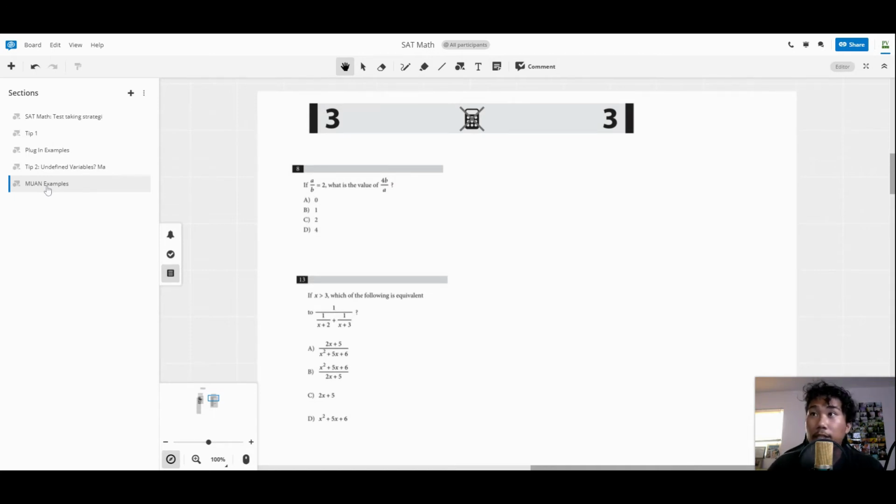It says here, if a over b is equal to 2, what is the value of 4b over a? So in this problem, a doesn't have a specific numerical value, b doesn't have a specific numerical value. You can't find it in the question, you can't find it in the answer. So what can you do? Well, in this case, we can make up a number for A, we can make up a number for B to help us solve the problem.